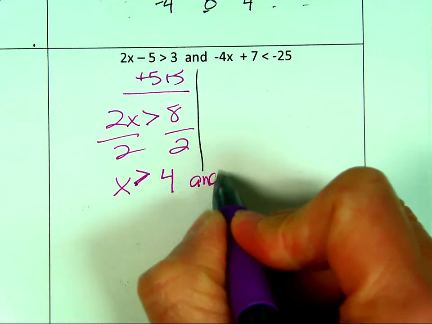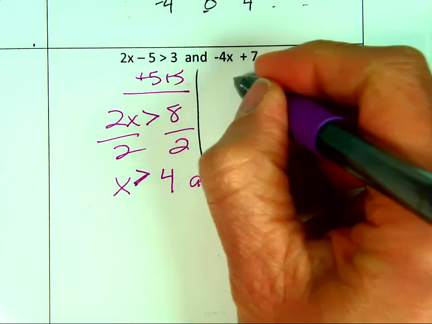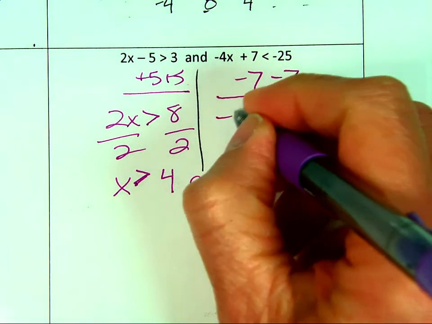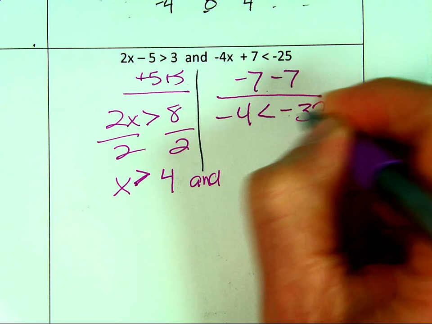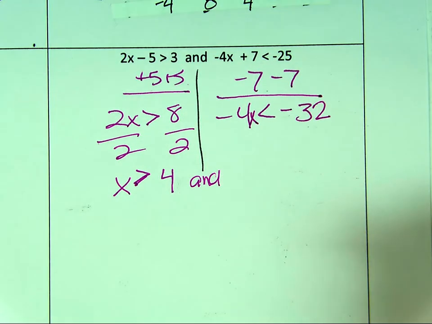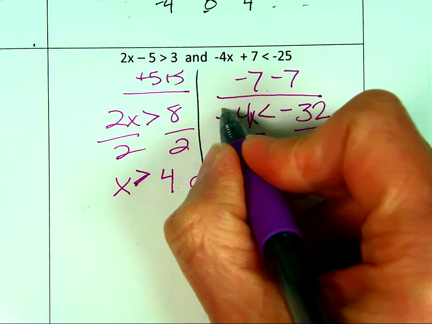And so we're going to put that word down if we're doing them separately. We're going to subtract 7 from both sides. So -4x is less than -32. Oops, I forgot my x. There was an x there. Then I'm going to divide by -4. Notice I'm dividing by a negative. You've got to kind of get used to that.